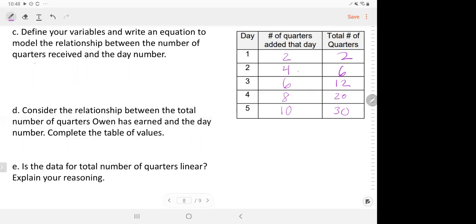So I'll do this both ways. I'm just going to call D equal to the day number. But we also know that this is our independent variable, so this would also just be X. So our dependent variable would be the total number of quarters.